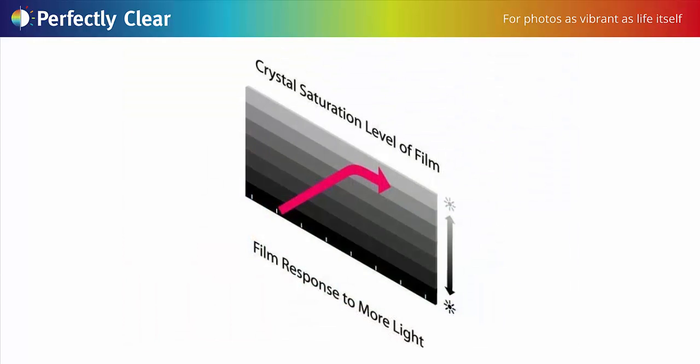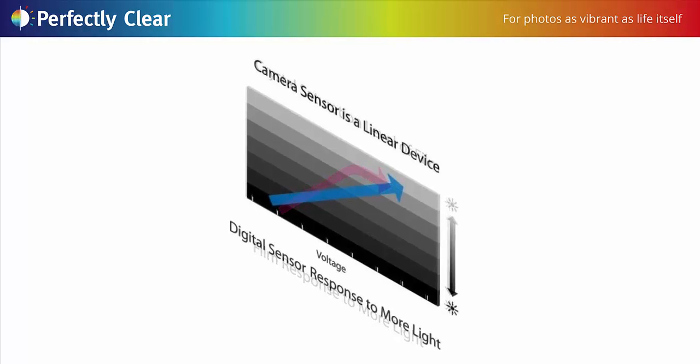It's important to note that film, just like our human eye, has a non-linear response to light. This is why everyone loves the look of film, and why it doesn't clip or wash out your colors. But digital sensors are linear in nature.